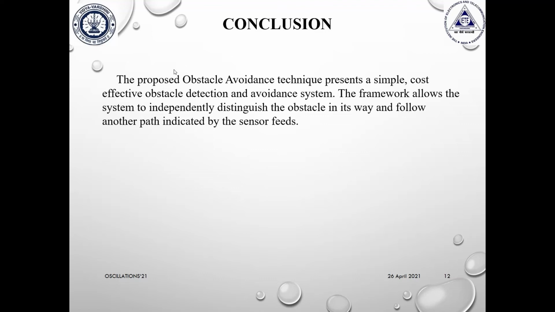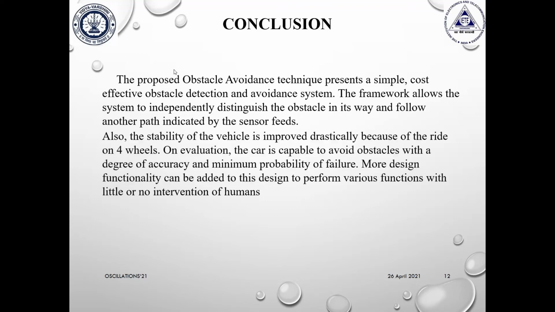So our basic aim is to make an obstacle avoidance car which is cost effective, simple, and can be improved by adding various other sensors to maximize its capabilities. Also, the stability of the car has greatly improved because it rides on four wheels. Next slide, please.